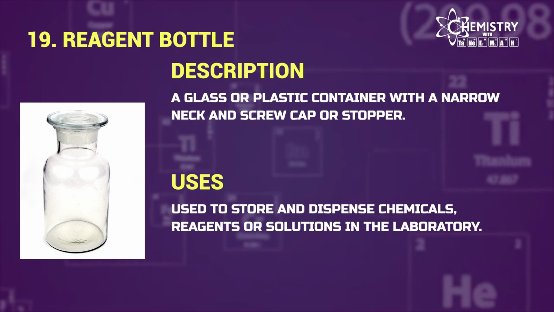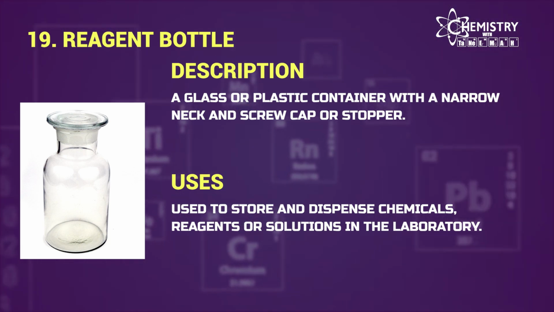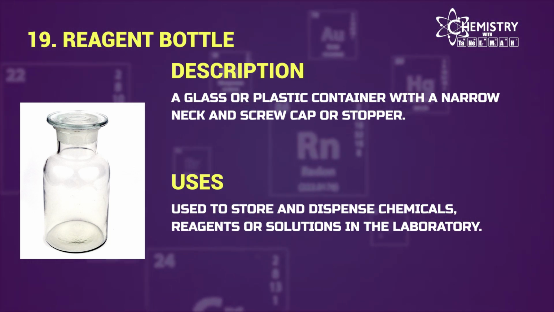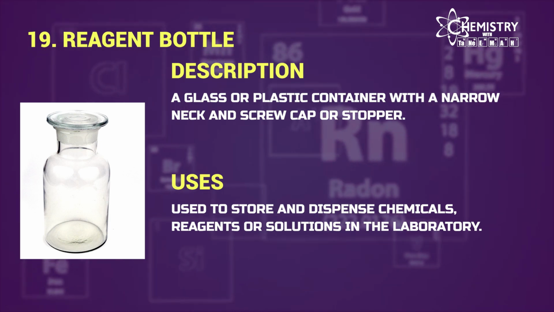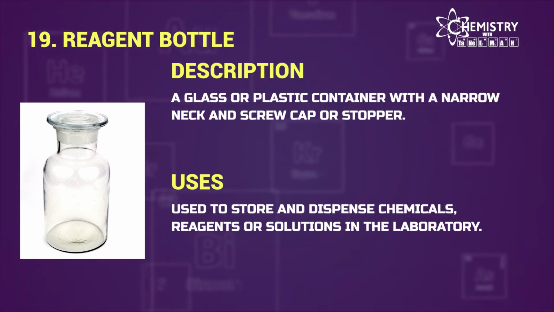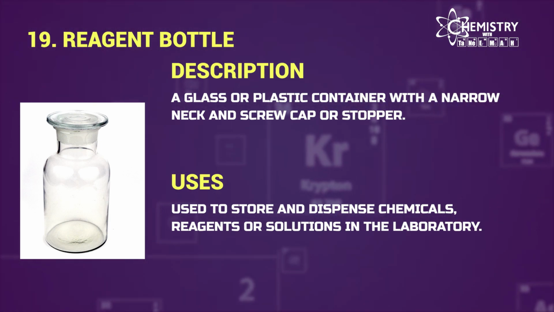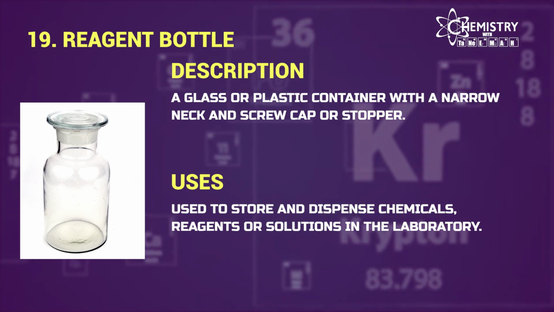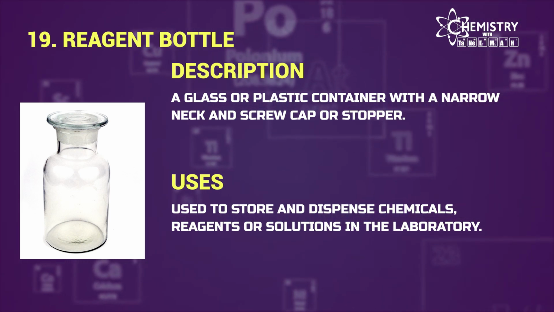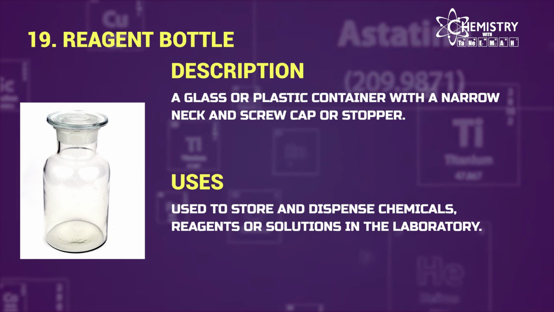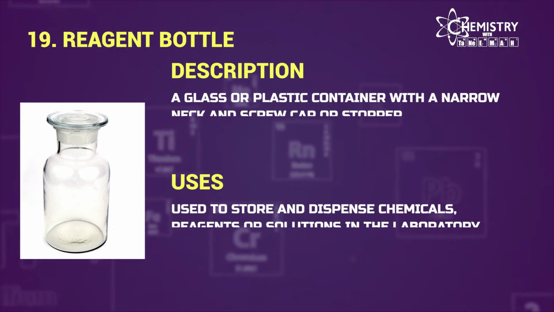Number nineteen, reagent bottle. Reagent bottle is a glass or plastic container with a narrow neck and a screw cap or stopper. It is used to store or dispense chemicals, reagents, or solutions in the laboratory. It is labeled with the name of the reagent, its concentration, and any relevant safety information.